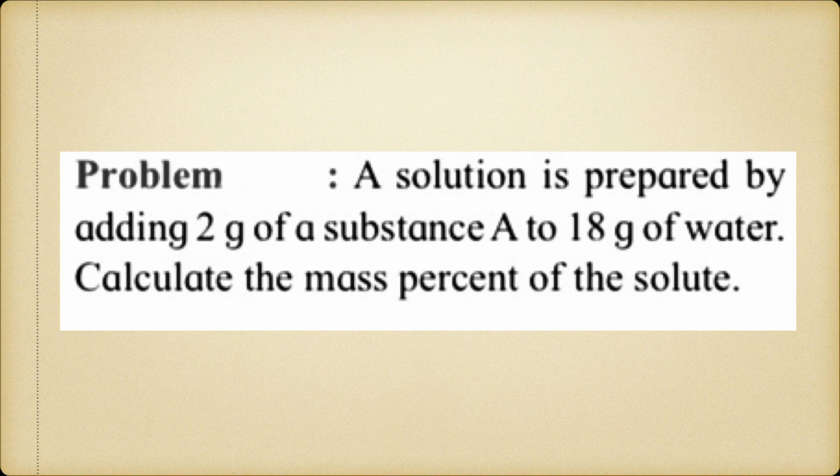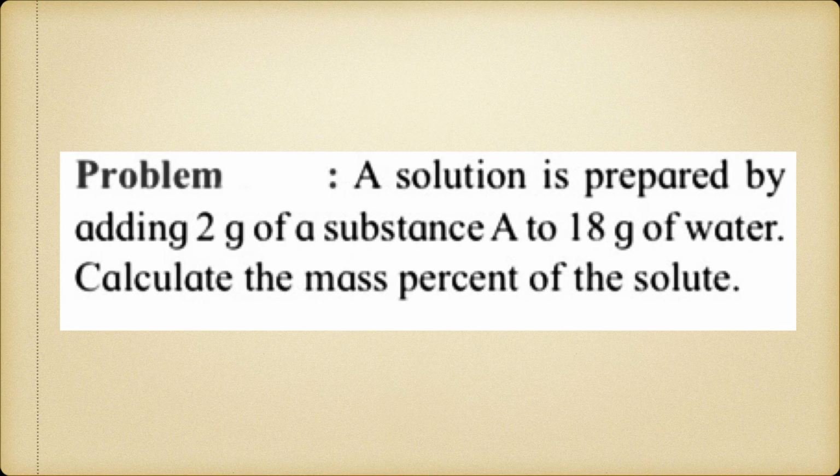Next problem. A solution is prepared by adding 2 gram of substance A to 18 grams of water. Calculate the mass percent of the solute. Now we are seeing problems based on concentration of solution. Okay, so over here we have taken the first one. You have learned the formula in the last class. Okay, so over here it is mass percent.